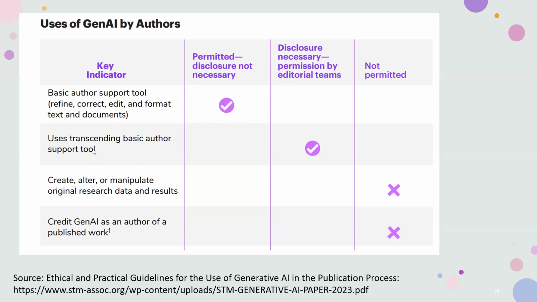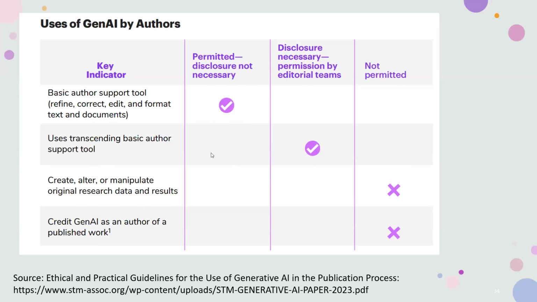If you're using it as something transcending a basic author support tool, disclosure is necessary. And creating, altering, or manipulating original research data and results is not permitted. And crediting GenAI as an author of a published work is not permitted.